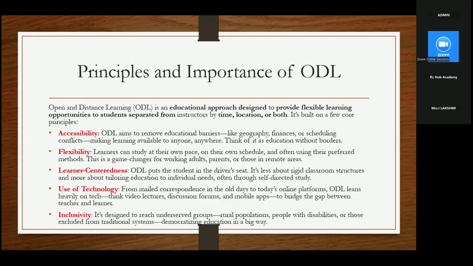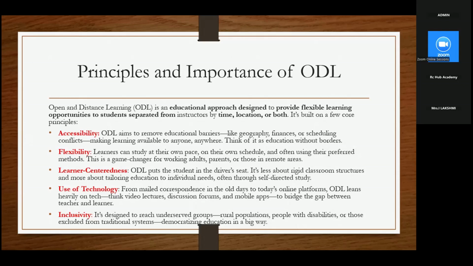Now we can see the principles and importance of ODL. What is the main principle and what is the main importance of ODL, that is open and distance learning? It is an educational approach we are going to design for flexible learning opportunities for the students. Whatever they are interested in a particular subject, they can go for distance education, which means that whenever they have time, they can go through the subject and learn it, and they can write the examinations through the universities. So this all comes under the category of ODL.